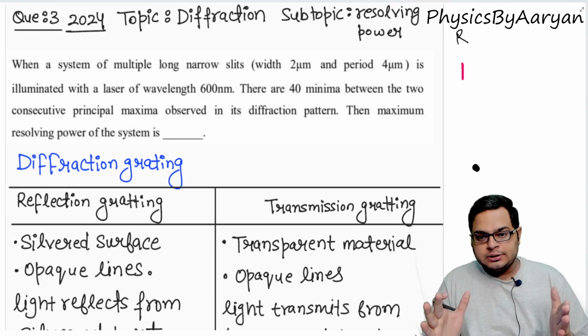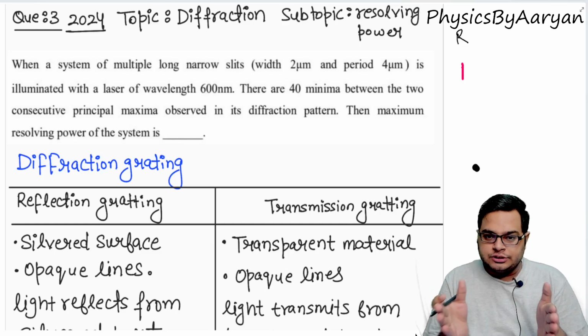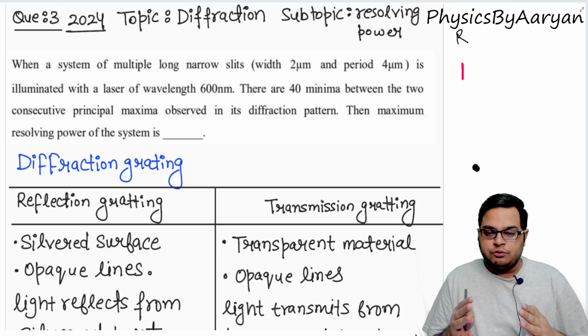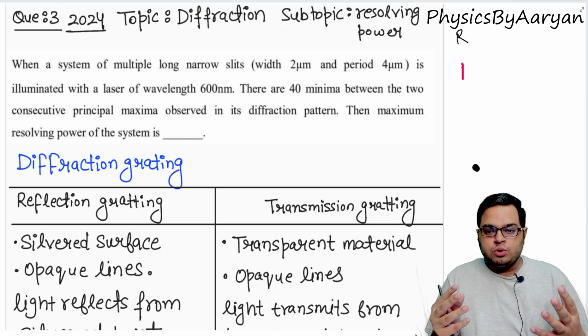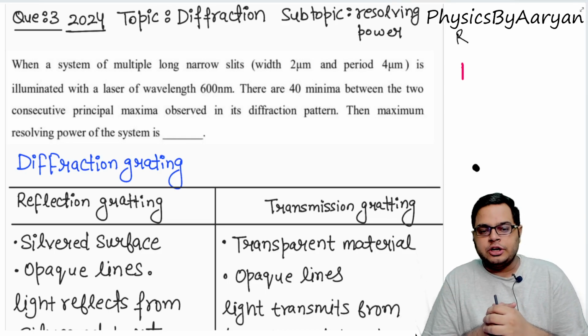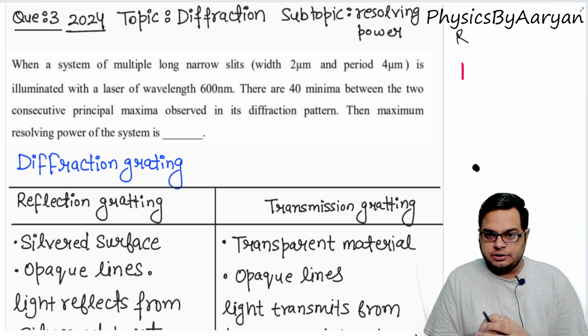In the last class, we started with the optics PYQs of IIT JAM Physics. We discussed the wave optics PYQs of 2024. Basically, I explained two questions in the last class, and if you haven't watched the video, you can watch it in the previous video. We covered the polarization concept and also Newton's ring.